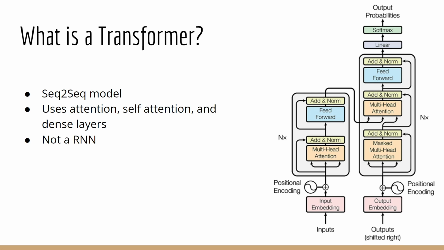They process the whole input at once instead of part by part. Transformers work best with sequential data due to their encoder and decoder structure.